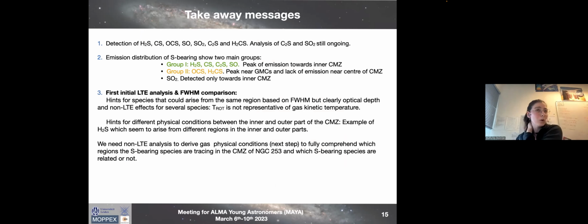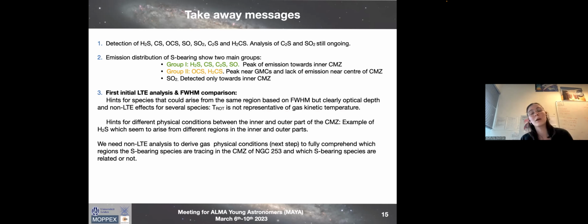So to conclude, we detected several sulphur-bearing species. I'm still analyzing C2S and SO2, so stay tuned for that. And the main message here is that the LTE analysis was not very conclusive. The temperature that we derived is not representative of the gas kinetic temperature.